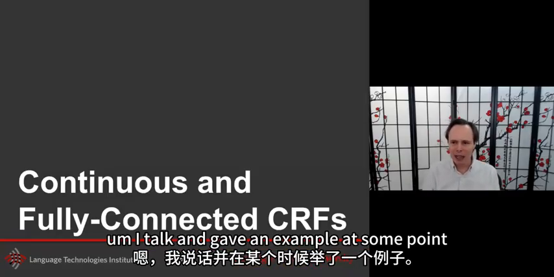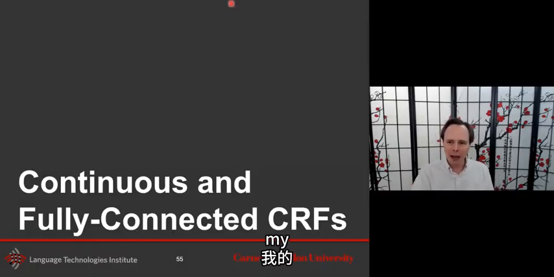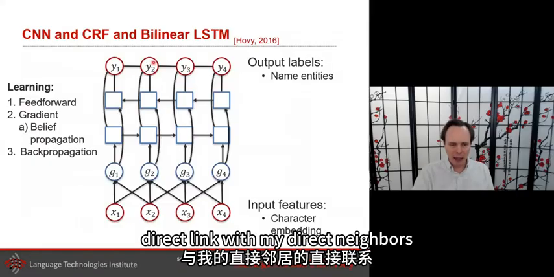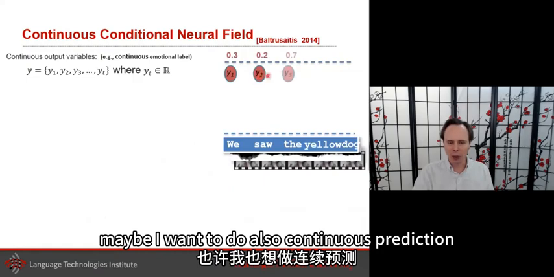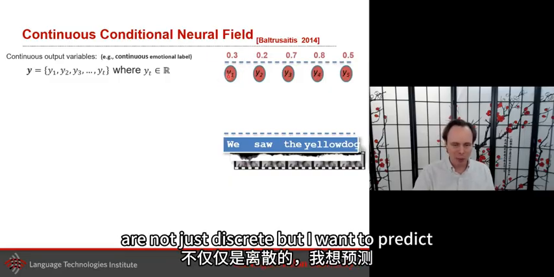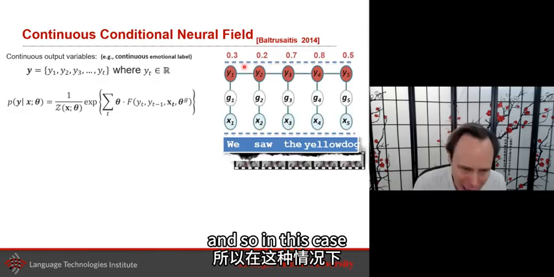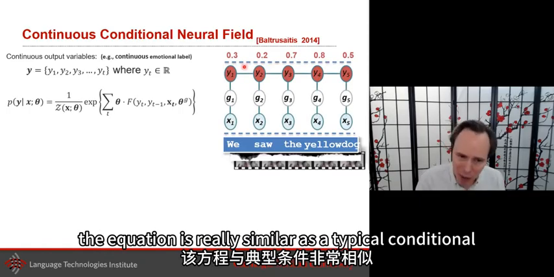I talked and gave an example at some point where I would like maybe to not just have my direct link with my direct neighbors. Maybe I want to do also continuous prediction. And so maybe my predictions here are not just discrete, but I want to predict something over time that is also continuous. And so in this case, the equation is really similar to a typical conditional random field.